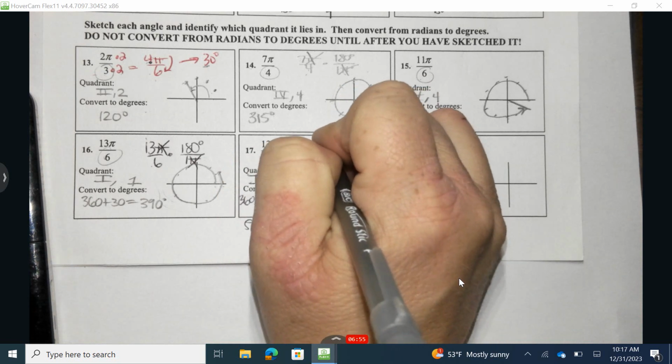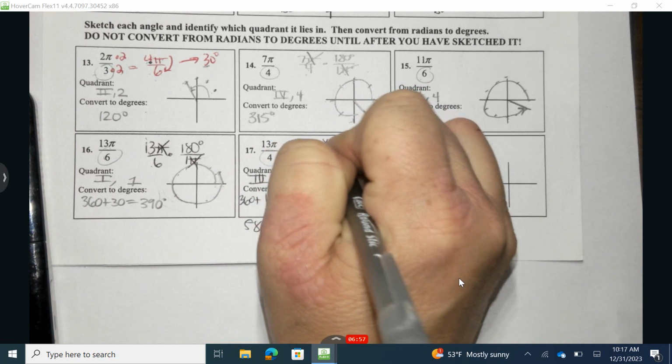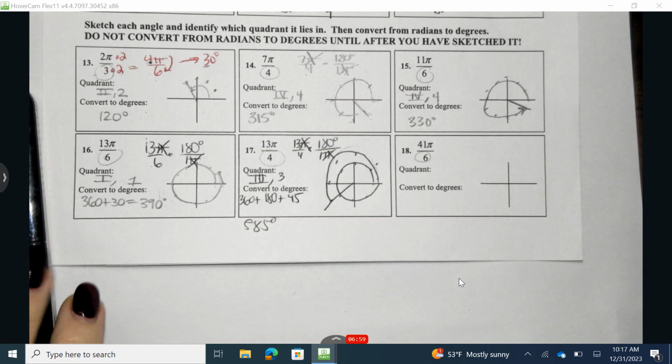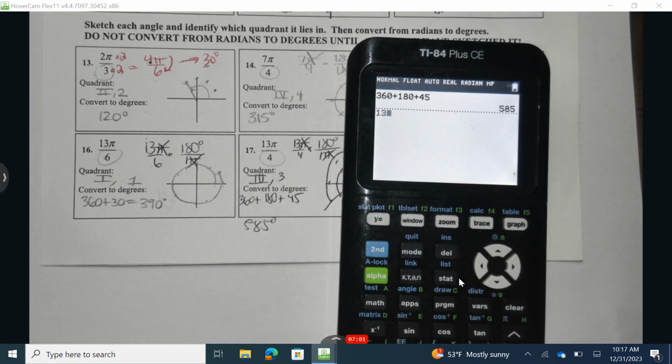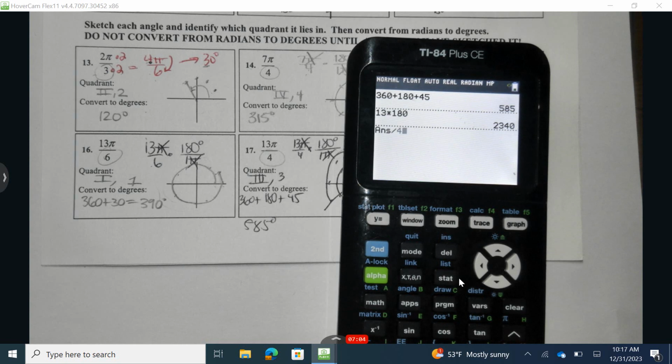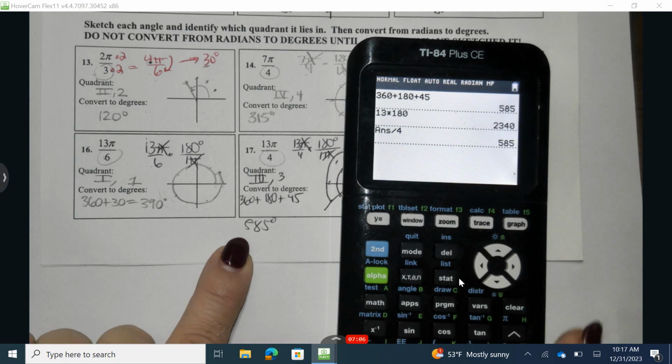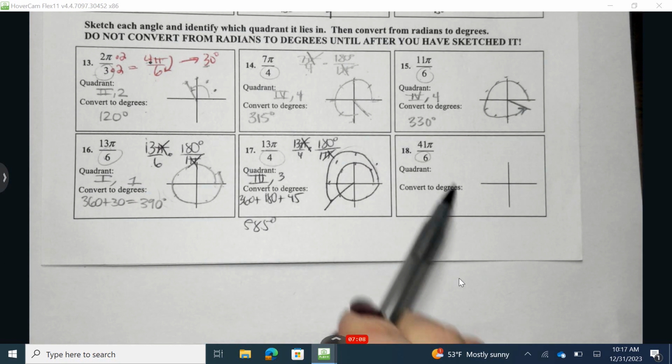Now, if you're not comfortable with that, you could take 13 pi over 4 times, again, going from radians to degrees, I'm going to multiply by 180 over 1 pi. Pi's, again, are going to reduce down, and I'm going to take 13 times 180, get an answer, divide it by 4, and I come up with the same answer, able to achieve the same answer.